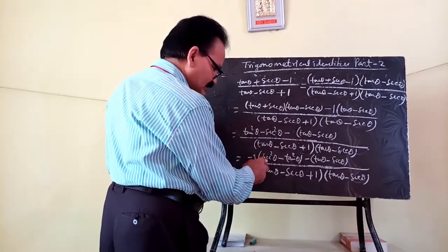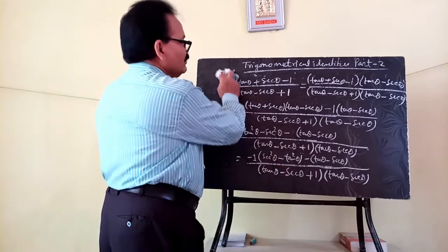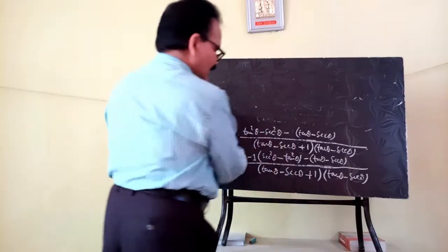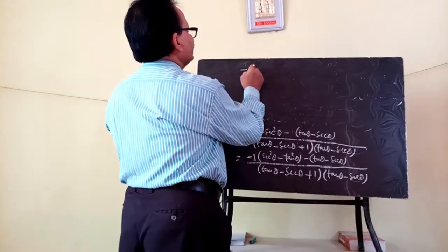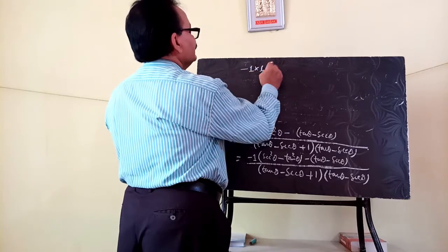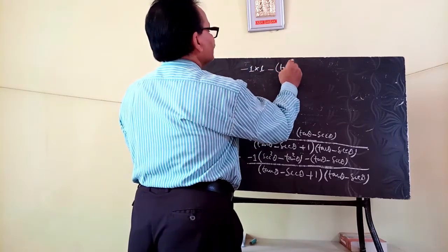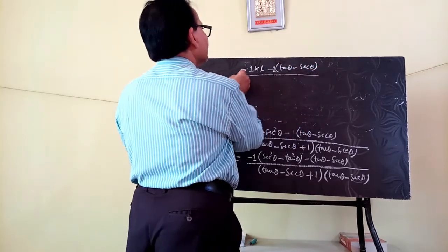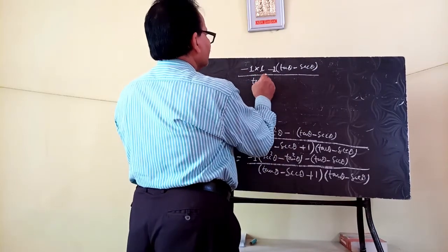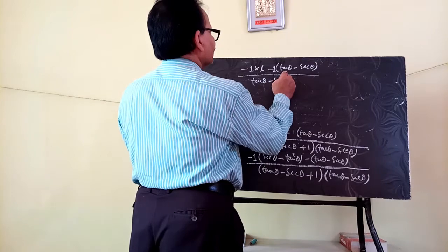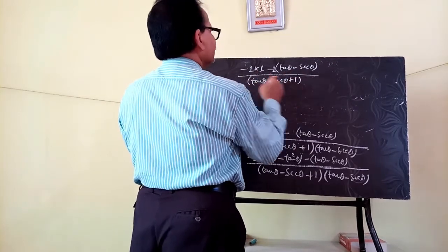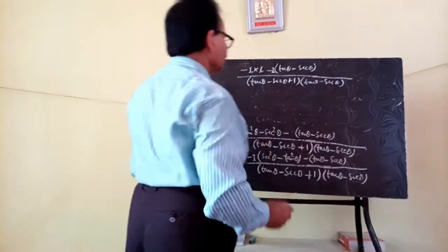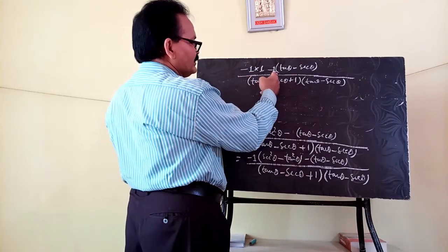Now what you will see is that sec square theta minus tan square theta is your 1. So after that, from this part, this is your minus 1 into 1, here minus tan theta minus sec theta, and in the denominator this is your tan theta minus sec theta plus 1, again this is your tan theta minus sec theta. Clear? So this much is minus 1, again here it is minus 1.